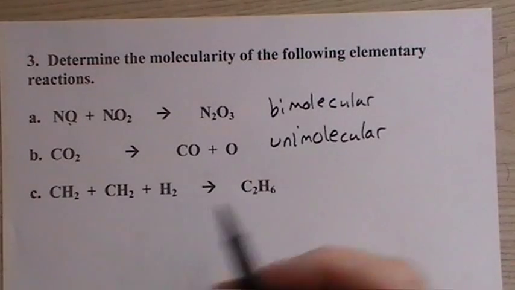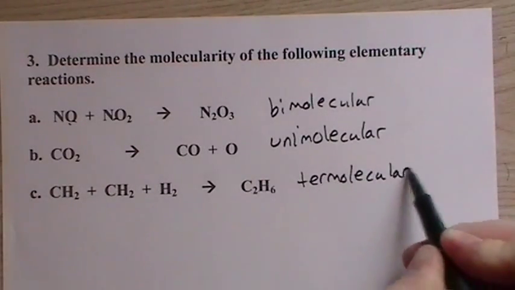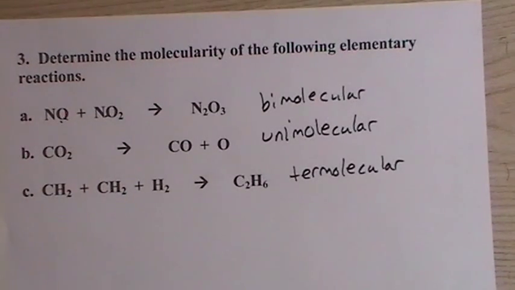Three species are reacting together: termolecular, not trimolecular, termolecular. And it doesn't go beyond that. We don't do tetramolecular because having 4 species come together all at once in the same place doesn't often happen. You can have overall reactions that have 4 species or 6 species or 8 species, but they don't all react at once. They go in a series of steps.